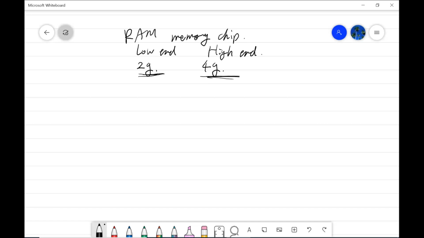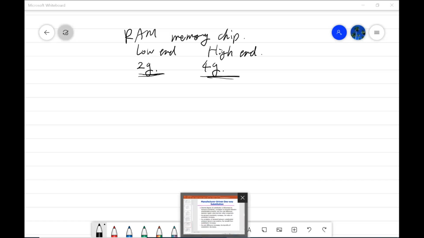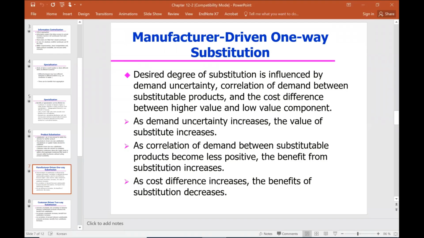Okay, so let me get my PowerPoint slide again. The degree of this substitution can be influenced by several things. First, if demand uncertainty is high, then the benefit from this substitution increases. Why? Because you can reduce a lot of safety stock. Also, the correlation of demand matters. If the correlation of demand between the substitutable products is less positive, then the benefit from substitution increases.